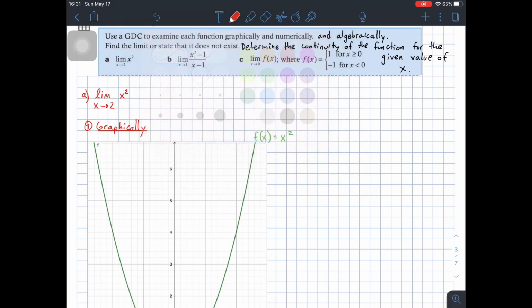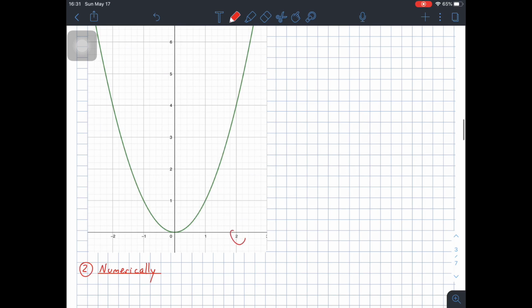So what I'm gonna do is identify x equals 2, and I'm gonna trace the line to see where it intersects the graph, right? So, I'm gonna do it like this. You see that for x equals 2, the graph is actually at y equals 4, right? So I'm gonna mark this point over here.